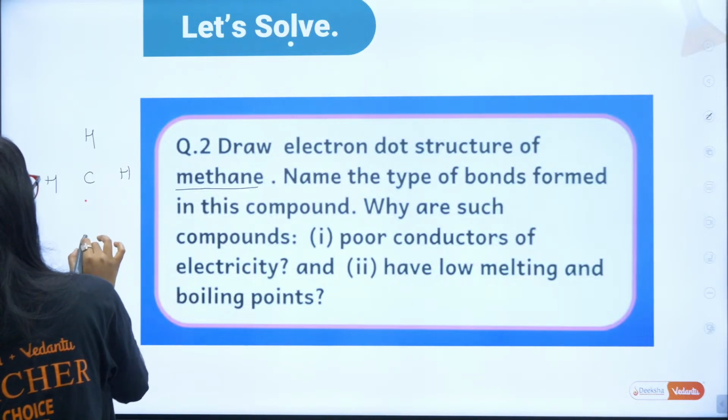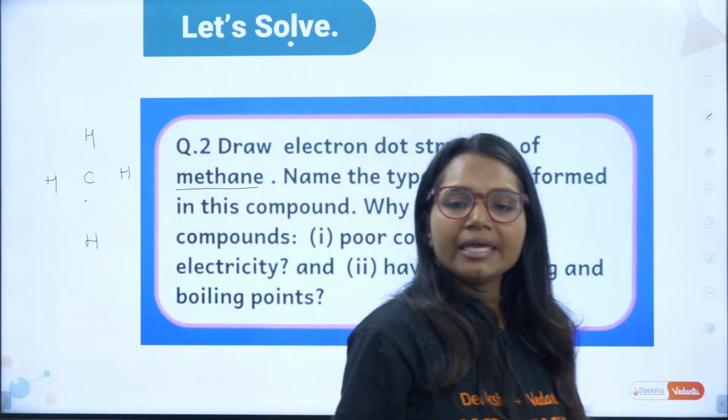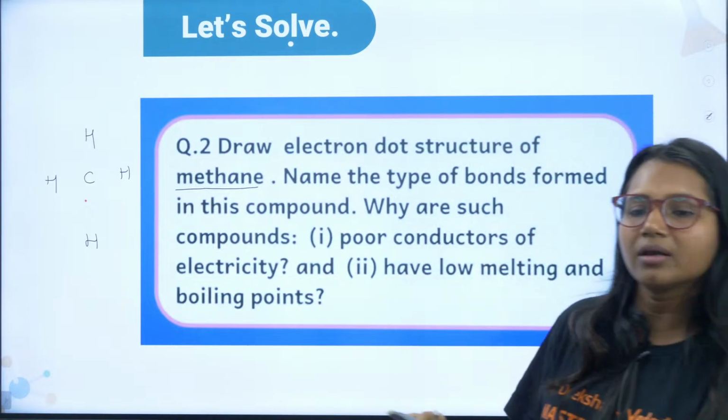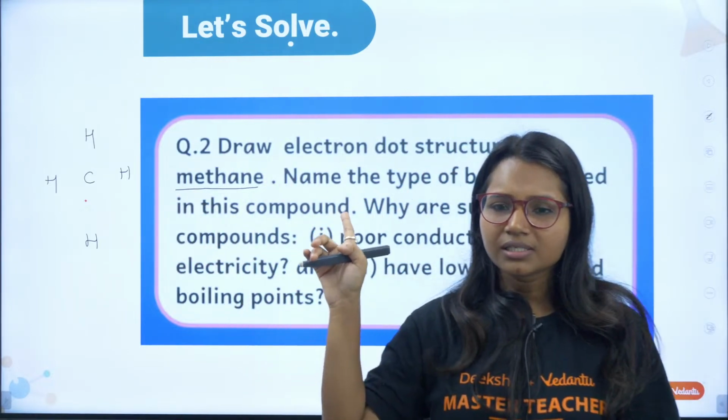How many valence electrons for carbon? Second step. This is the first step.